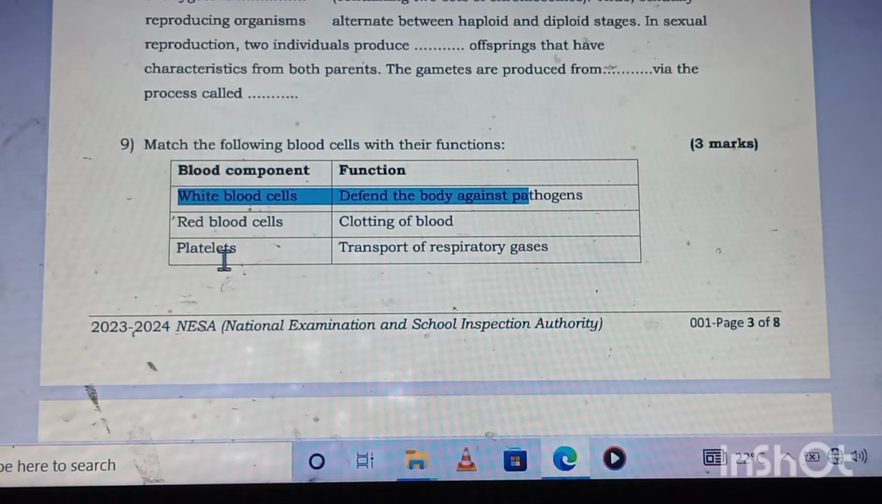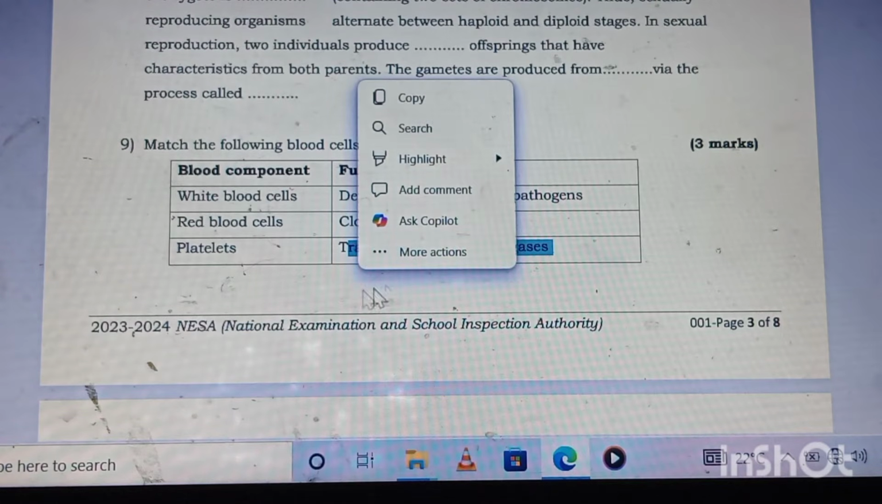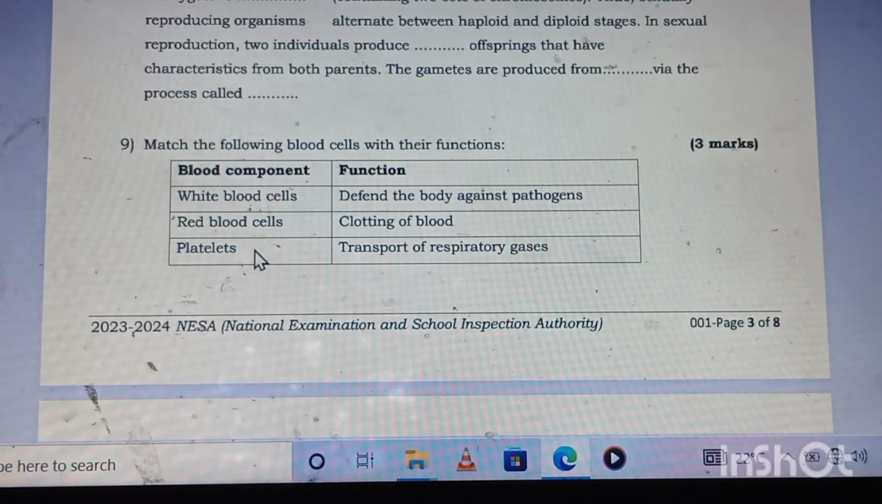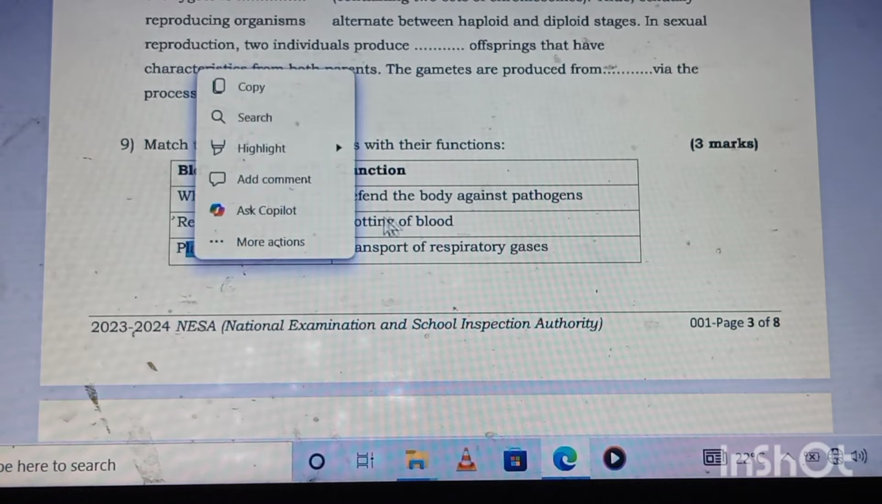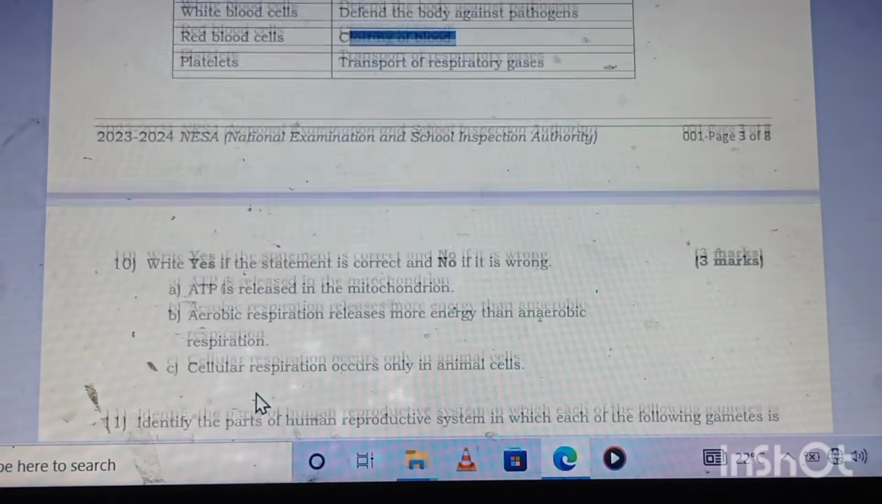So, red blood cell. The main function of red blood cell must be transport of gases. When you say gases, you try to understand carbon dioxide and oxygen. It means that red blood cell is corresponding with transport of gases. Then platelets involve in blood clotting, which means it corresponds with that one. Okay, next question.